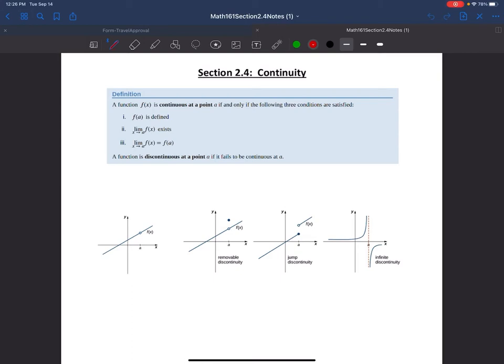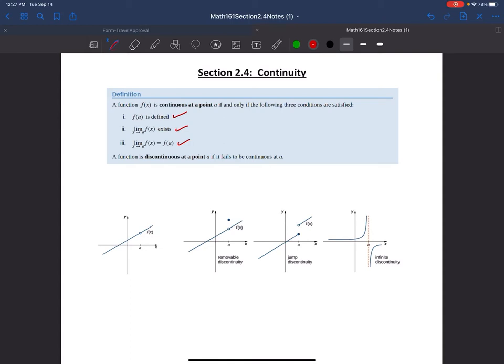It says the function f of x is continuous at a point a if and only if the following three conditions are satisfied. In our context in Calc 1, this is going to be the way we look at continuity. First of all, the function has to be defined at the point we're looking at. Second, the limit has to exist as x approaches a. And the last verification is that the two things we just found, the value of the function and the limit, have to both agree and be equal.